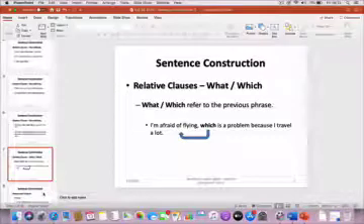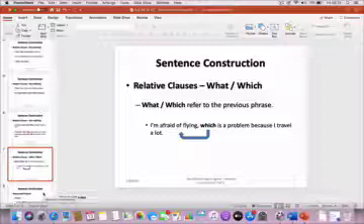Which can also refer to the complete previous phrase. I'm afraid of flying, which is a problem because I travel a lot. Which in this case refers to the entire previous phrase.